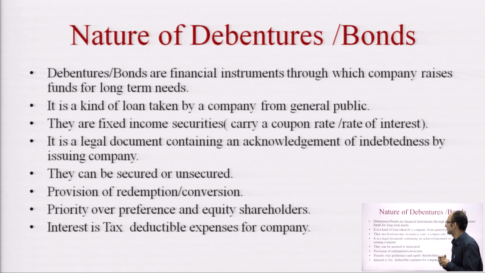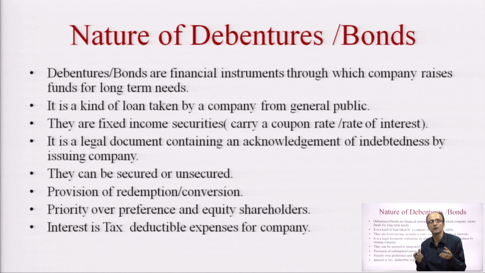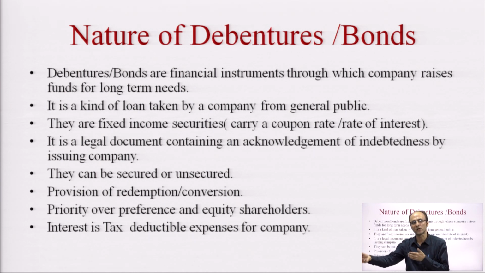The second point is that it is a kind of loan taken by a company from the general public. What does this point tell us? It tells us that when a person purchases a bond, he becomes a creditor of the company. If a company is issuing a bond to raise long term funds, it becomes liable towards the bondholder to pay the principal amount after the maturity of the bond.